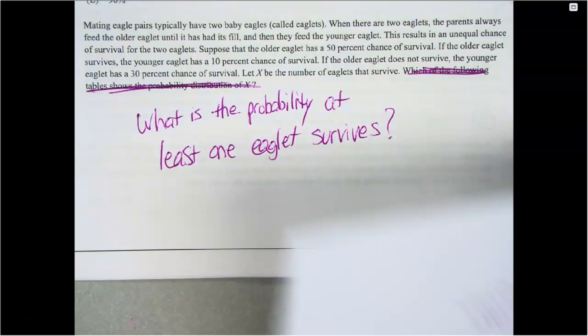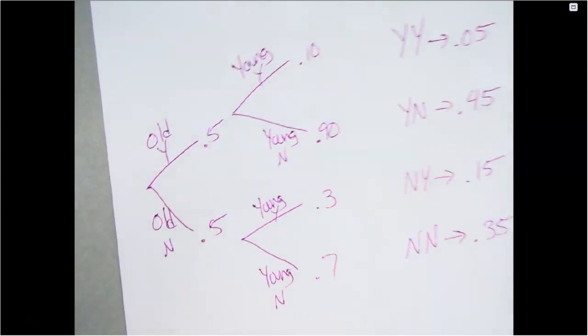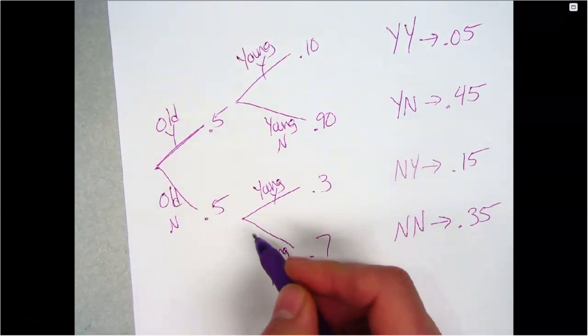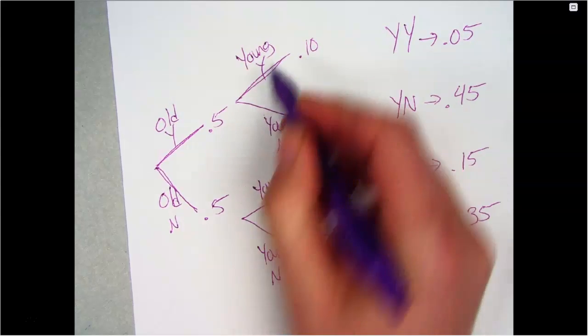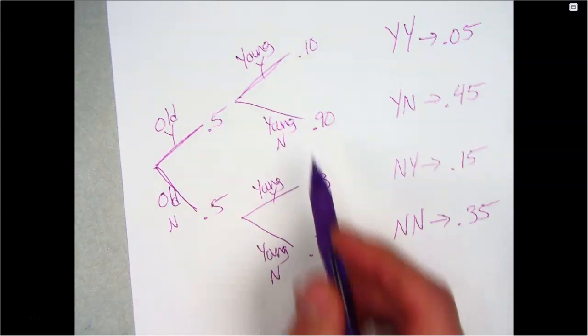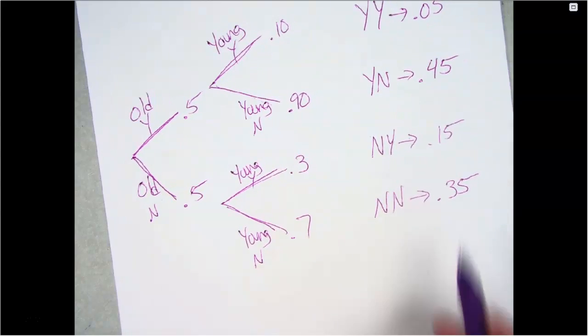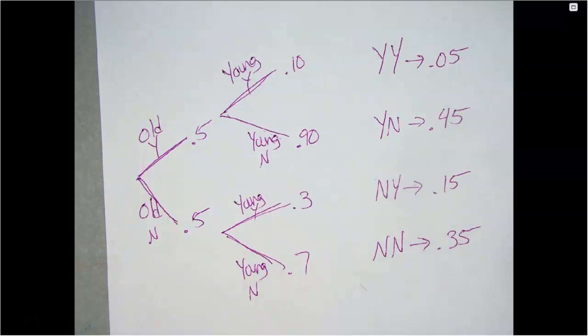Okay. So, I set it up like this. There's a 50% chance the old survives, and a 50% chance they don't, and then the young. If the old survives, the young is more likely to die. So we get this 0.1, 0.9, then 0.3, 0.7, then if you multiply them all out, you get these numbers. Any questions on where you got those numbers from? Anything I can help with here?